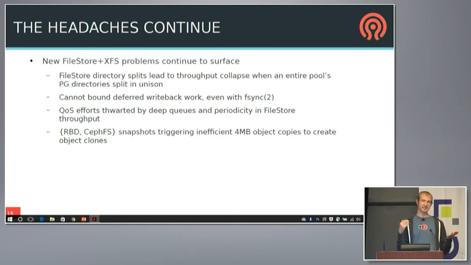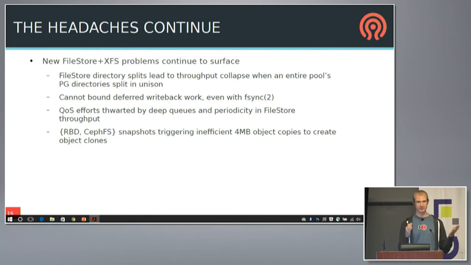It turns out that we want consistent performance, and so when we're writing things into XFS, we want to bound the amount of sort of deferred write-back work that's going to happen. We can push things to disk with fsync, but we can't control the number of inodes that are sort of dirty in the XFS journal, and eventually those need to get written back to the XFS internal B trees, and we can't control when that happens or how many of them there are. Our QoS efforts were thwarted because we couldn't really control the depth of queues.